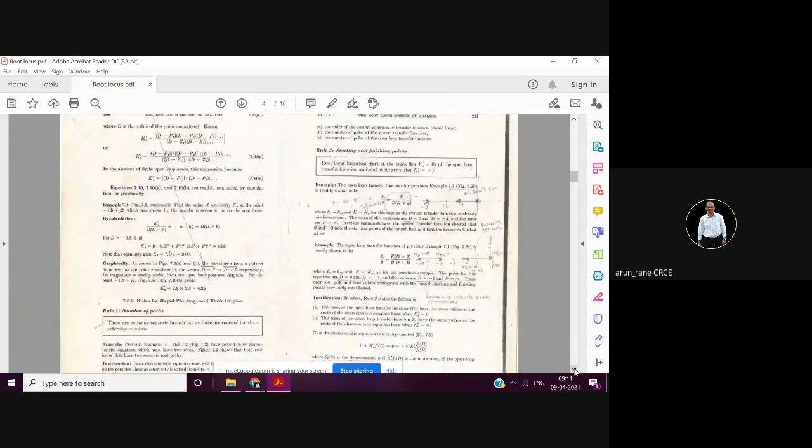Root locus means we are finding out the locus of the root, and from the root locus we can determine the stability. There are some rules, 8 to 10 rules, which you need to follow.